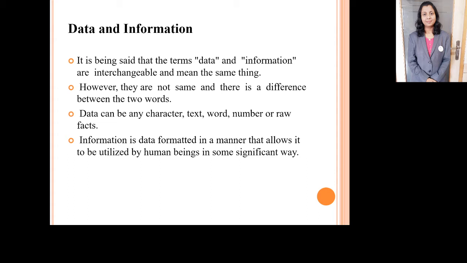So what is information? It's the data formatted in a particular manner that allows it to be utilized by human beings in some significant way. After the processing of the data, we get the information that is formatted in such a way that human beings can use it in a significant way. So this was the basic difference between data and information.